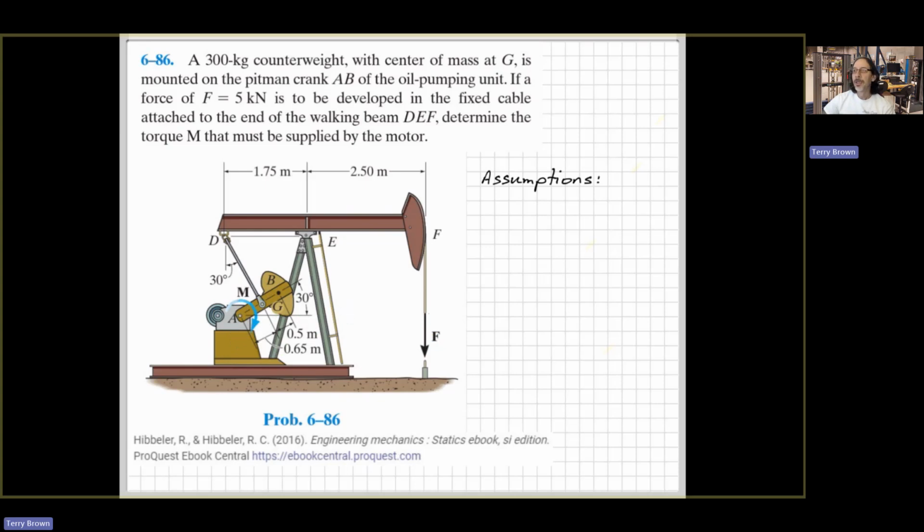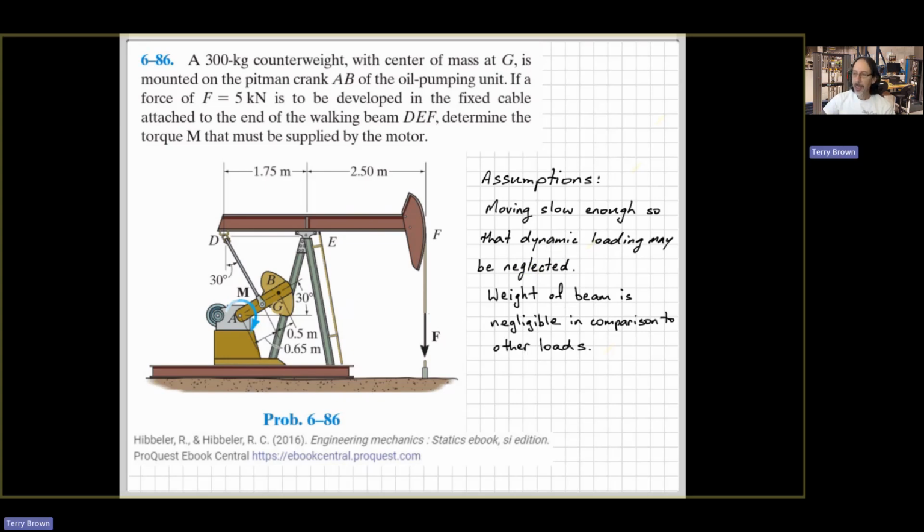So I'm going to be looking down at that every now and again. Assumptions firstly. Let's consider the fact that it's moving slow enough that we can neglect the dynamic loading. So we can still assume that acceleration is zero, and we can still treat it as an equilibrium problem. Secondly, that the weight of the beam here is negligible in comparison to the other loads.